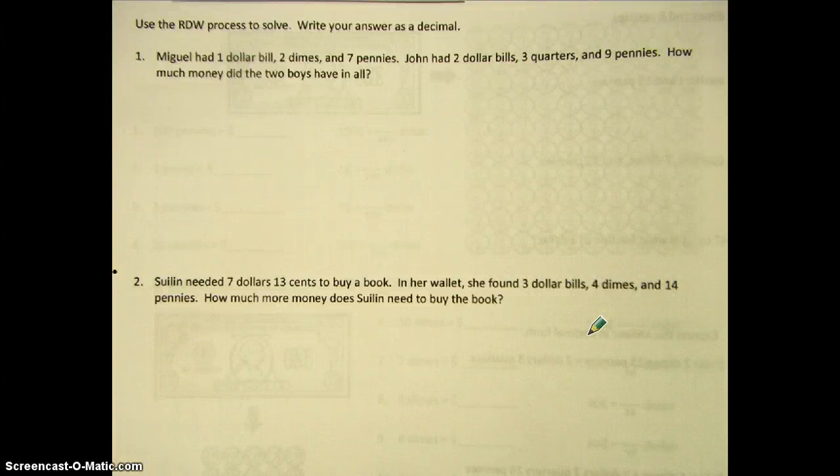Okay, today we're finishing off with lesson 16. We're going to be solving some word problems that are involving money.